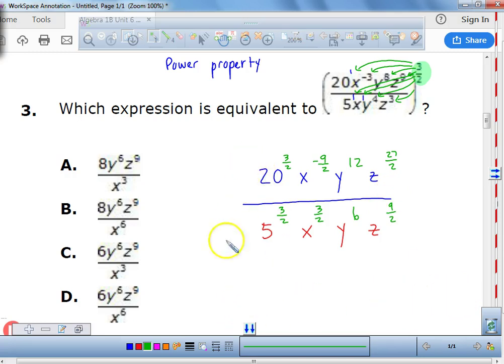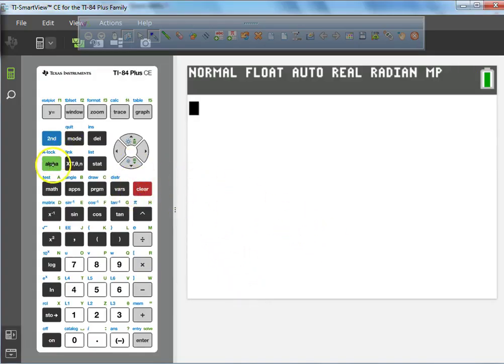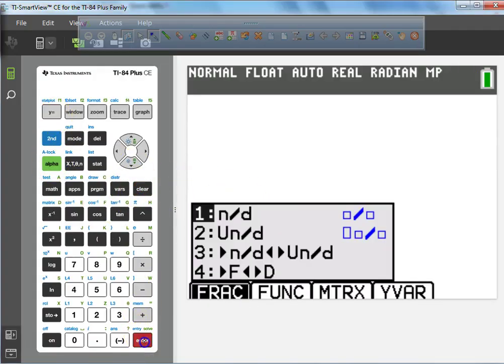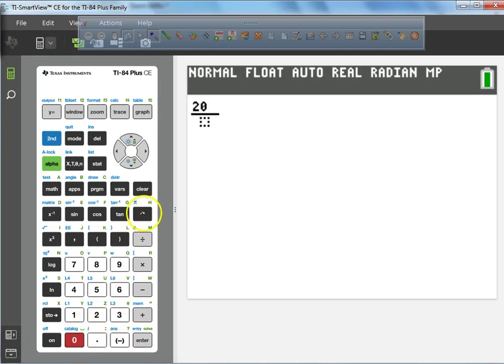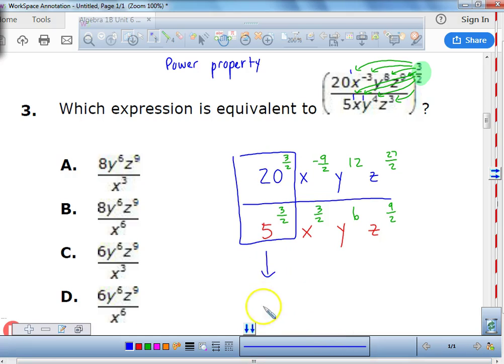Okay? Now, we simplified this right here in the graphing calculator. And I'll do it once more. I'll show you guys how to do that in the graphing calculator. We're going to go right here. We're going to clear that out. And alpha y equals enter. Type in 20, raise it to the power of 3 divided by 2. Go down here, 5, raise to the power of 3 divided by 2. And voila, what do we get? We get an 8. Which means this right here simplifies to an 8.